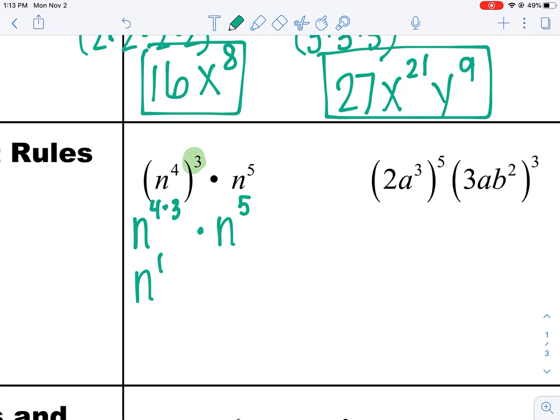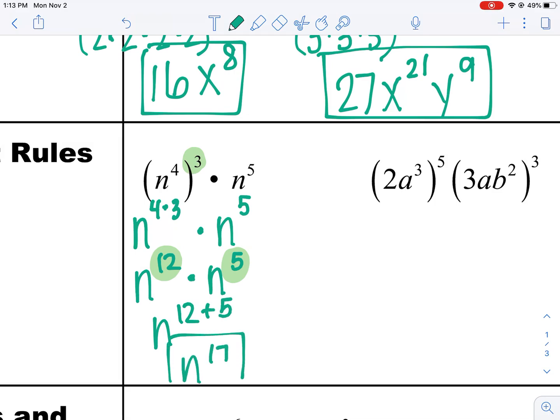Second step is to show that I get 12. I'm still bringing along that n to the 5th, and now I can use my product rule to add n, 12 plus 5, which gives me n to the 17th. I know most of you do not need some of these intermittent steps, like showing 4 times 3, showing 12 plus 5, that you can just do that, and that is quite okay. I just want to make sure in your notes you know exactly where my numbers are coming from.